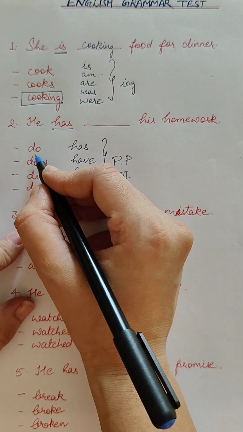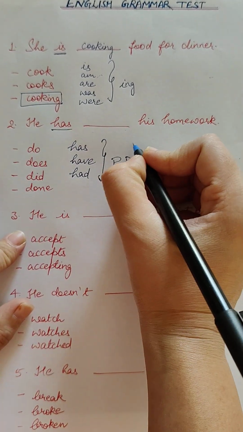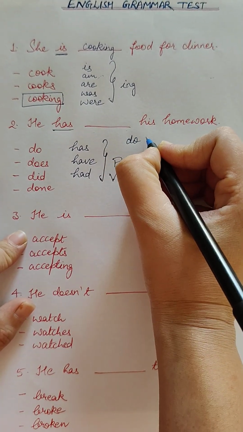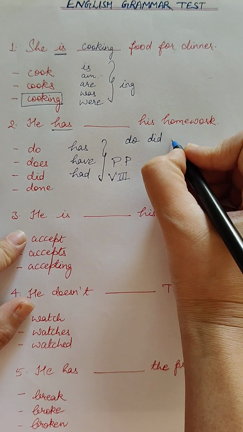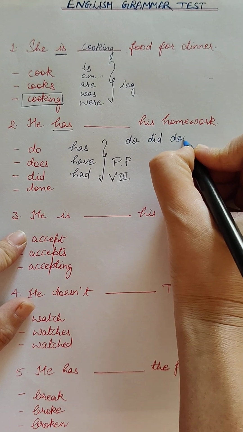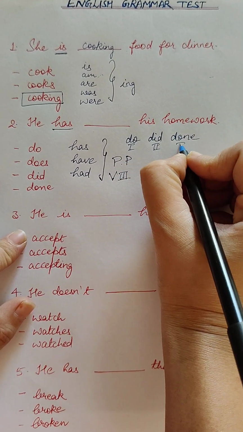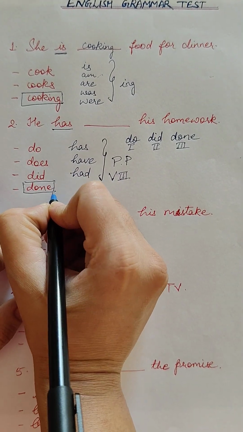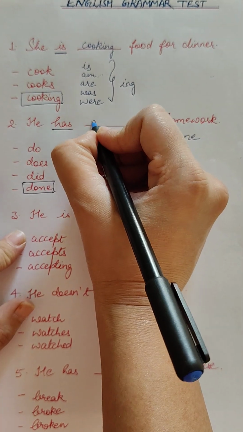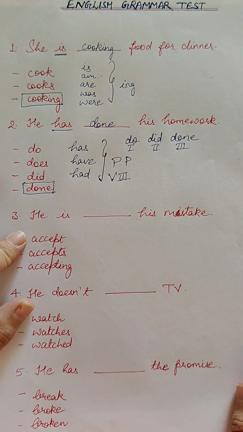And as we can see, the options are do, does, did, done. So our base form is do, then it is did in second form and done in third form. So done is the correct answer. Okay, now we will write the answer here. He has done his homework.